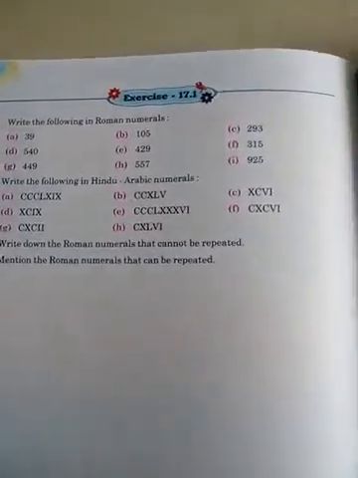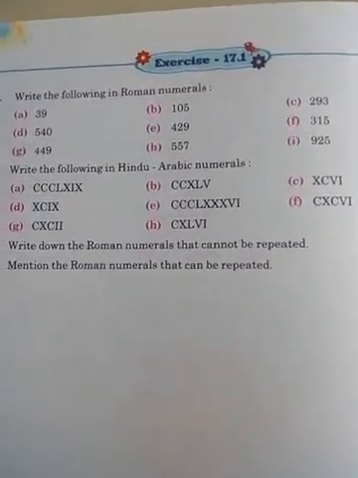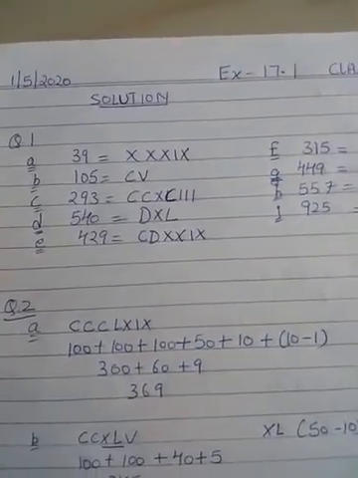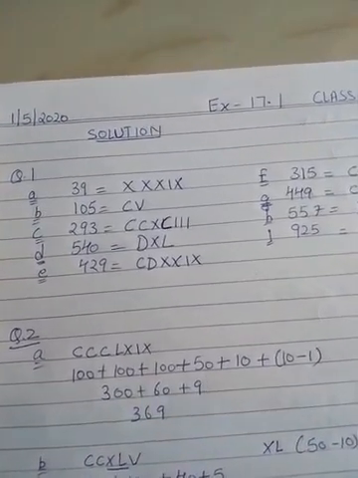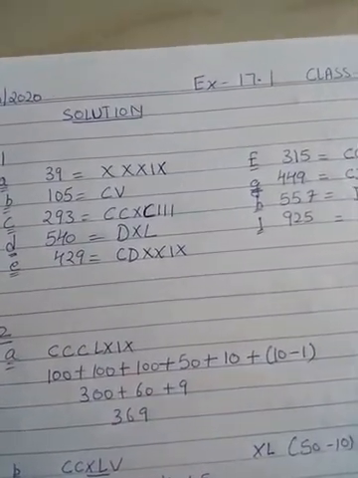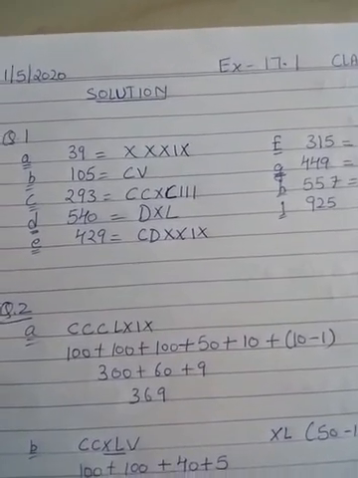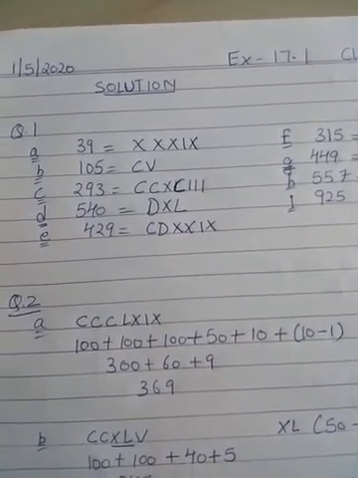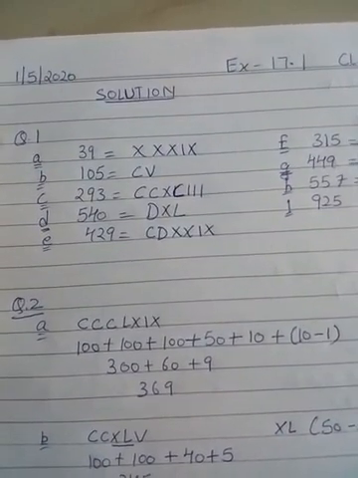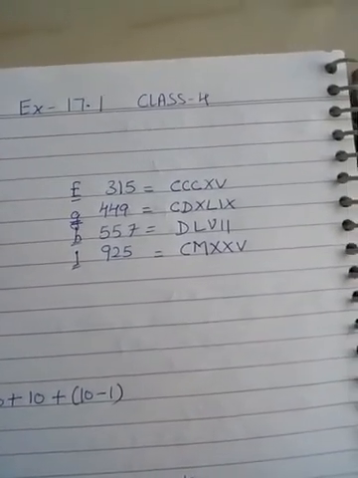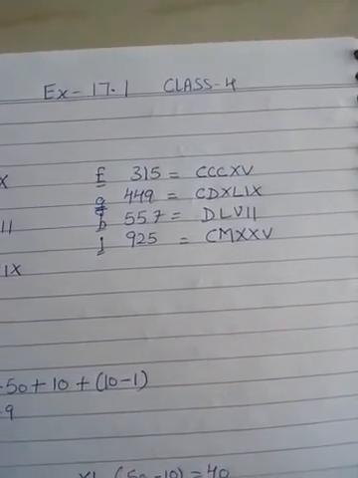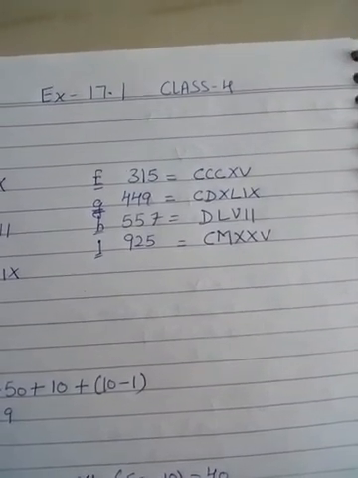There is only one exercise, and in later classes I'll give you the solutions for chapter 2 also. So, write the following in Roman numerals. Here is the answer. Take a look at question number 1: 39, 105, 293. First write 200, then 90, then 3. Then 540: first write 500, then 40. 429: first write 400, then 20, then 9. Similarly, 315: write 300, then 15. 449: first write 400, then 40, then 9.